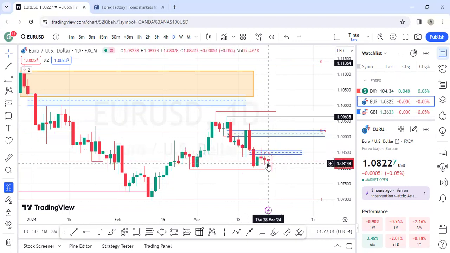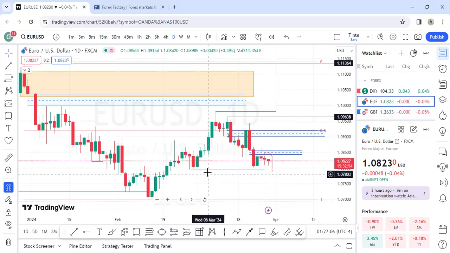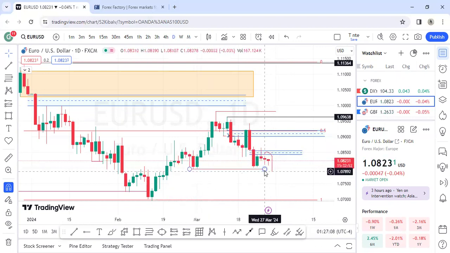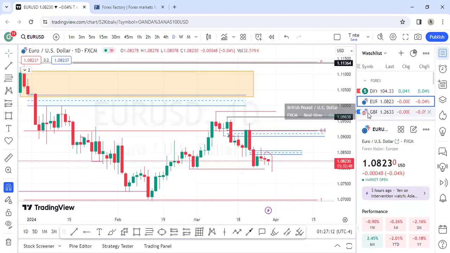Market should, if it doesn't do that now, maybe possibly next week we'll see price drop to this relatively old equal lows here. That would be my short-term target. So I'm still bearish on this guy.